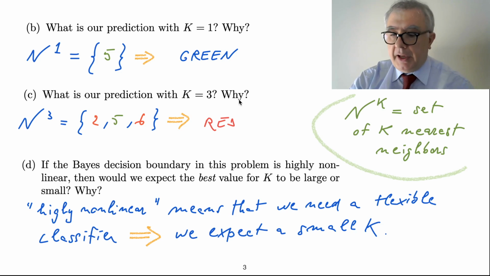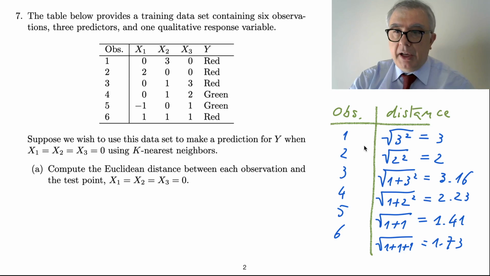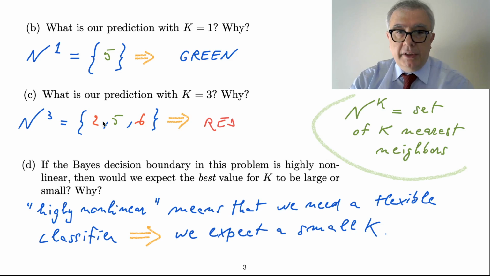Third question, what is our prediction with k equal to 3? In this case, I have to find the 3 nearest neighbors. I again look at the table here, and I have 1.41, of course, 1.73, and 2. So the observations are number 2, 5, and 6. I have used colors to report their labels, and I see that I have 2 red labels and 1 green label, so red wins, and this is my prediction for 3 nearest neighbors.